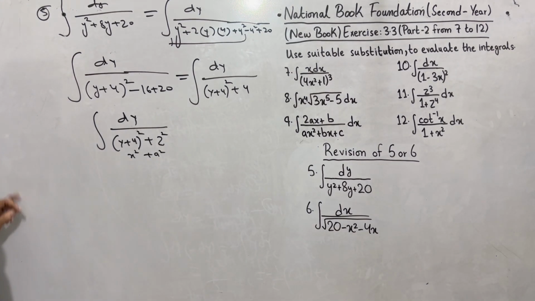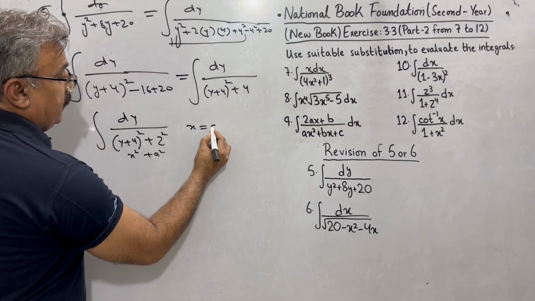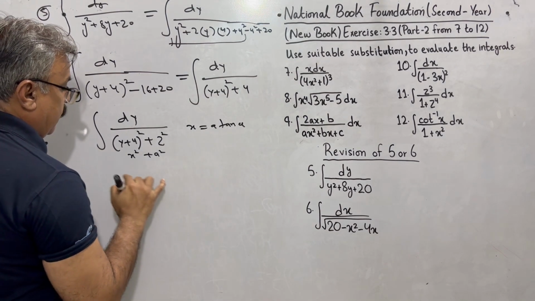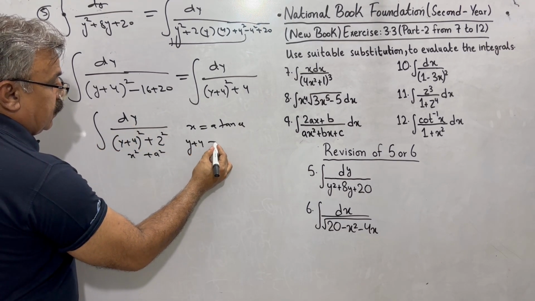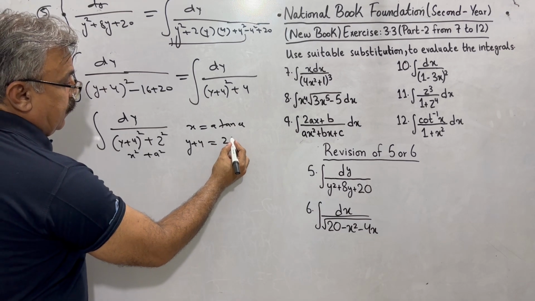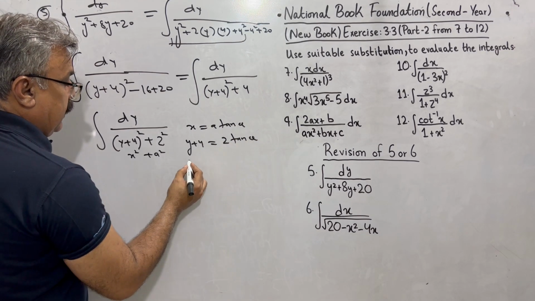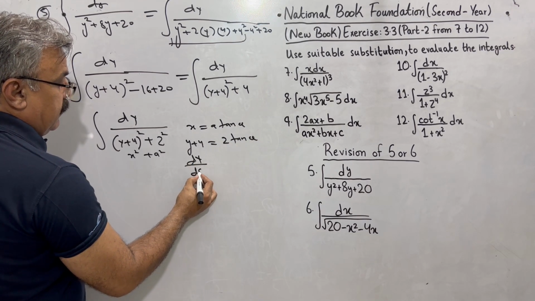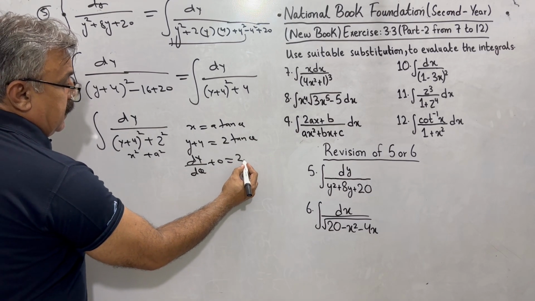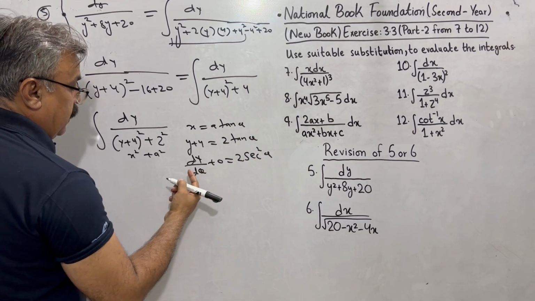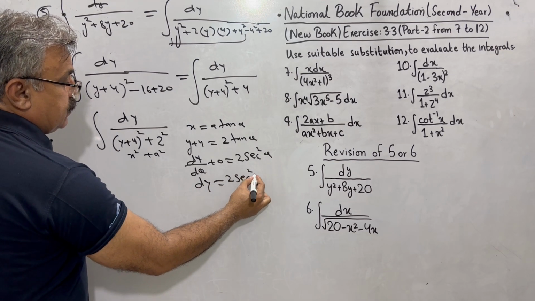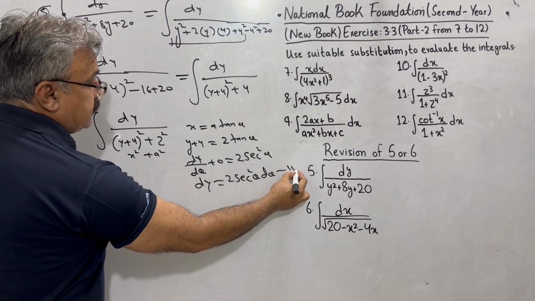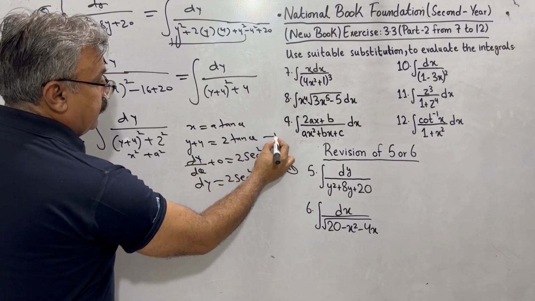In that case, we have to suppose x is equal to a tan theta. Comparing with the prevailing situation, instead of x we take y plus 4, and instead of a we take 2, so y plus 4 equals 2 tan theta. Differentiating with respect to theta, differentiation of 4 is 0, differentiation of tan is sec square. We have dy is equal to 2 sec square theta d theta.